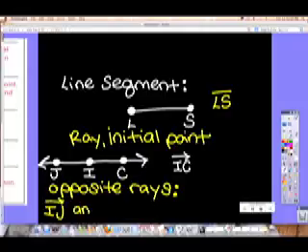The great thing about opposite rays is they always have the same initial point. So in this example, they both have the initial point of I. They start in the same point, they start in the same spot, and then they go opposite directions.